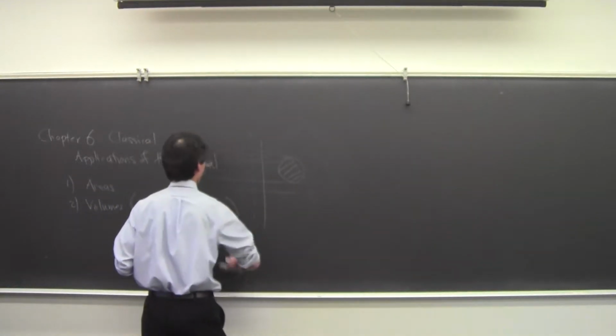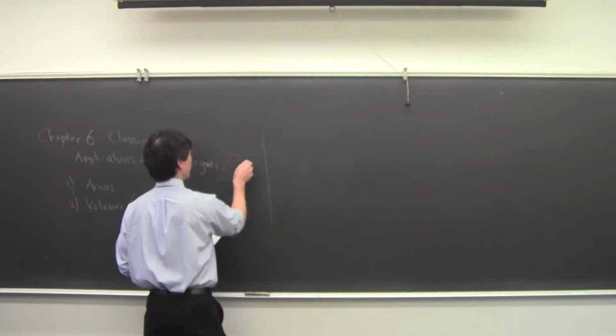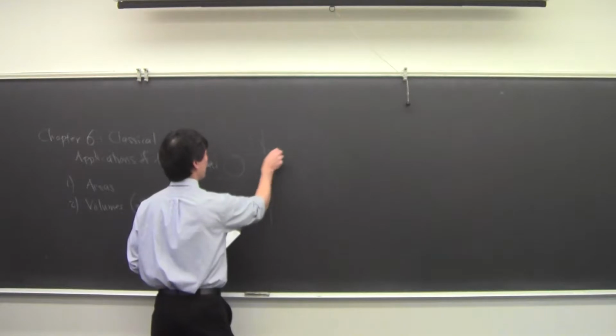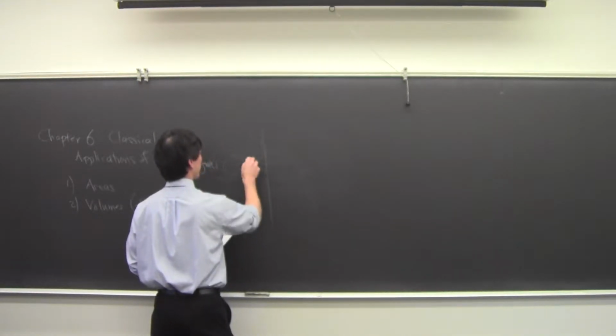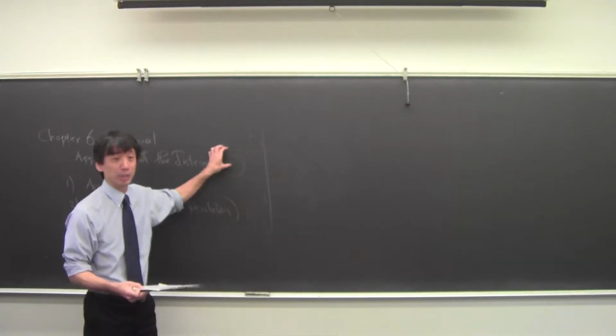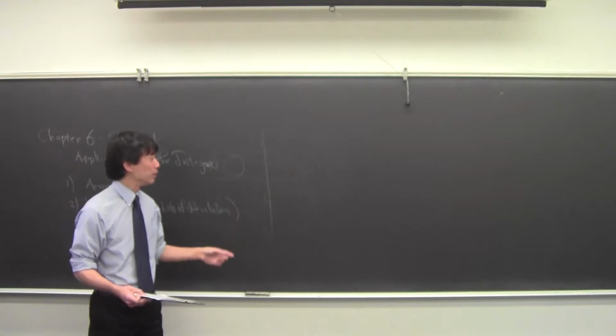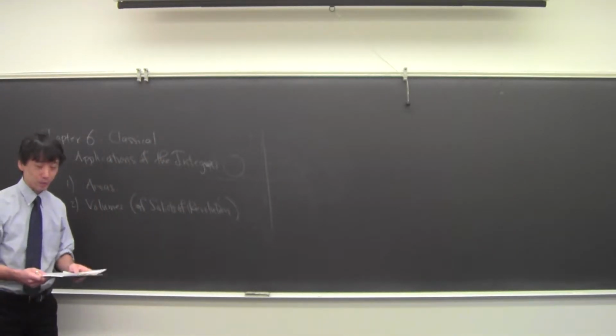So actually, this is the wrong picture. If I have a circle, and I rotate it around an axis, then I end up with something like a donut, right? I end up with this donut. How do you find the volume of the donut? So we'll be doing that sort of thing.